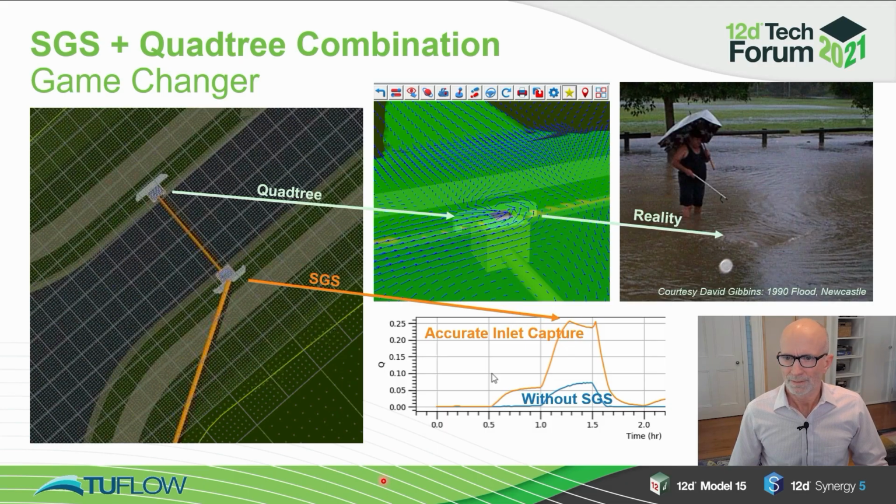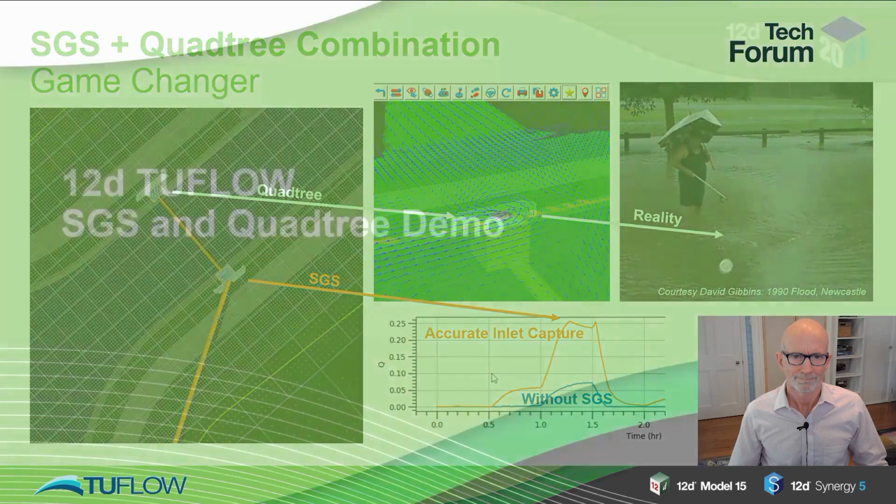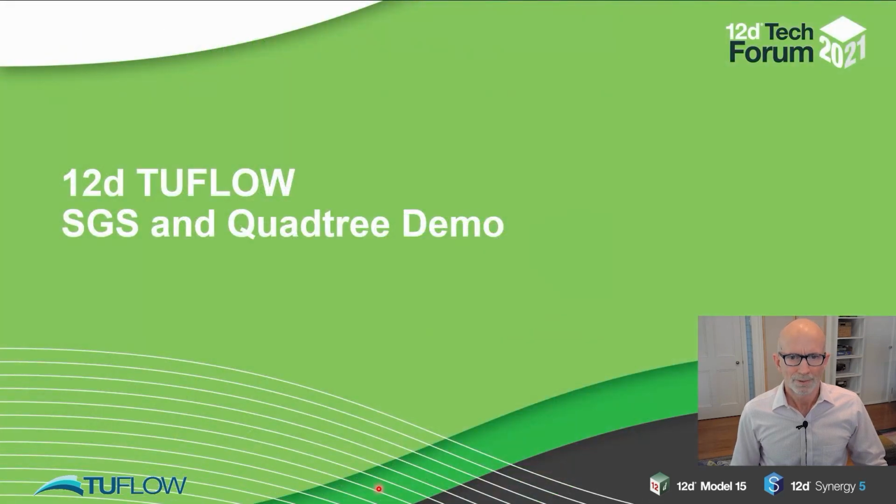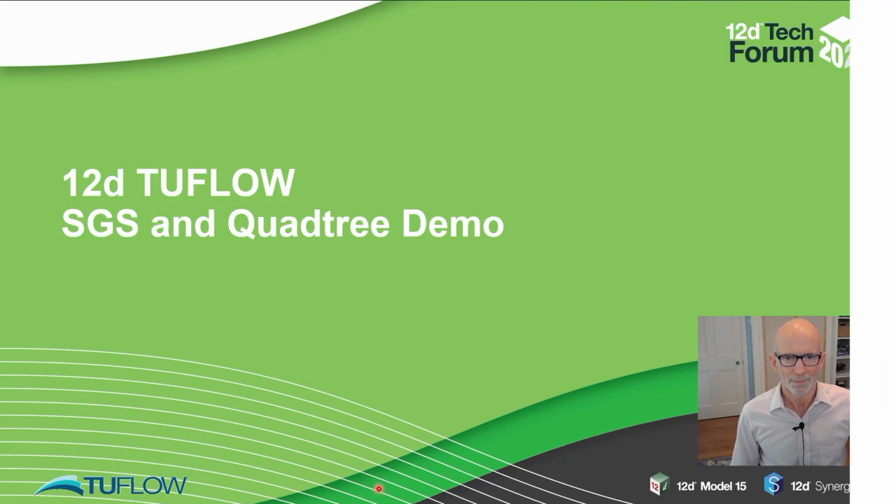And what all this means is that we are being much more realistic in our modeling. So if you've got features like this, you can pick them up with this combination of Quadtree and subgrid sampling. It really has become a game changer. So I'm now going to hand over to Rob to give a demo on using SGS and Quadtree in 12D. And as you'll see, it's pretty simple and straightforward. So over to you, Rob.